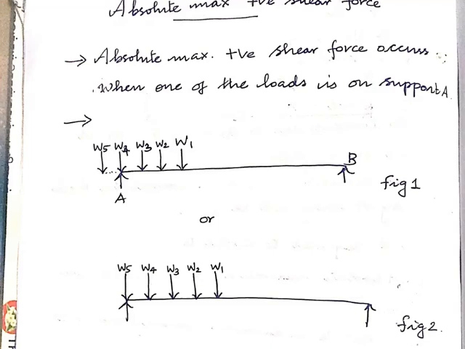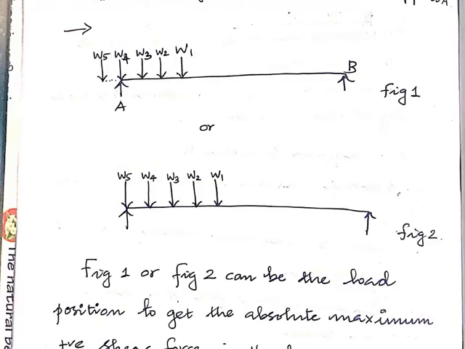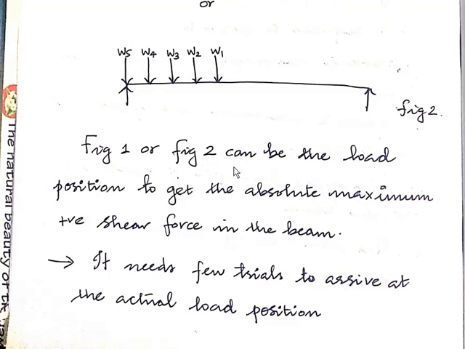So either of these two load positions may give the absolute maximum positive shear force on the beam. So how to understand which position is to be chosen? It requires a few trials to understand which load position gives the absolute maximum positive shear force in the beam. So figure 1 or figure 2 can be the load position. It needs a few trials to arrive at the actual load position.